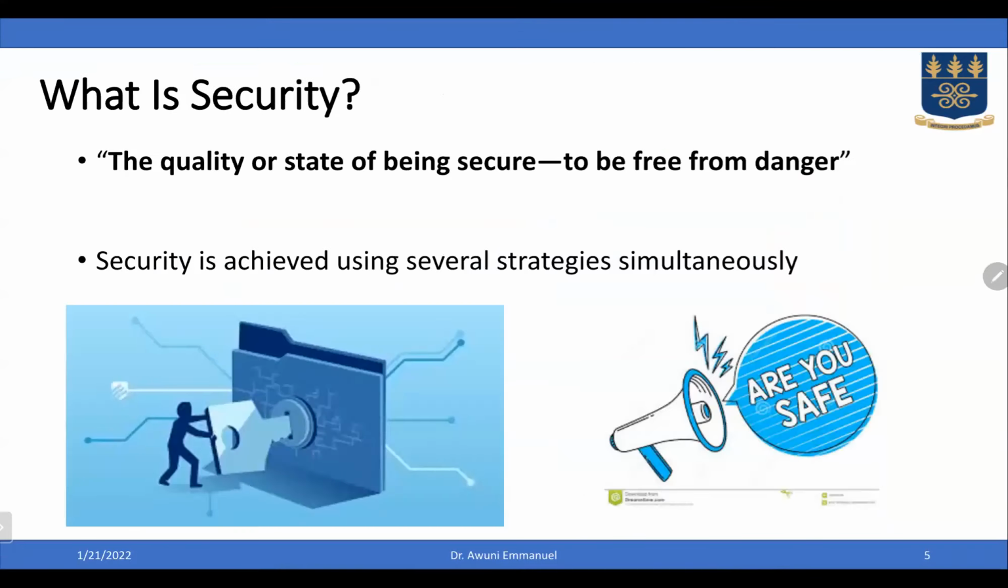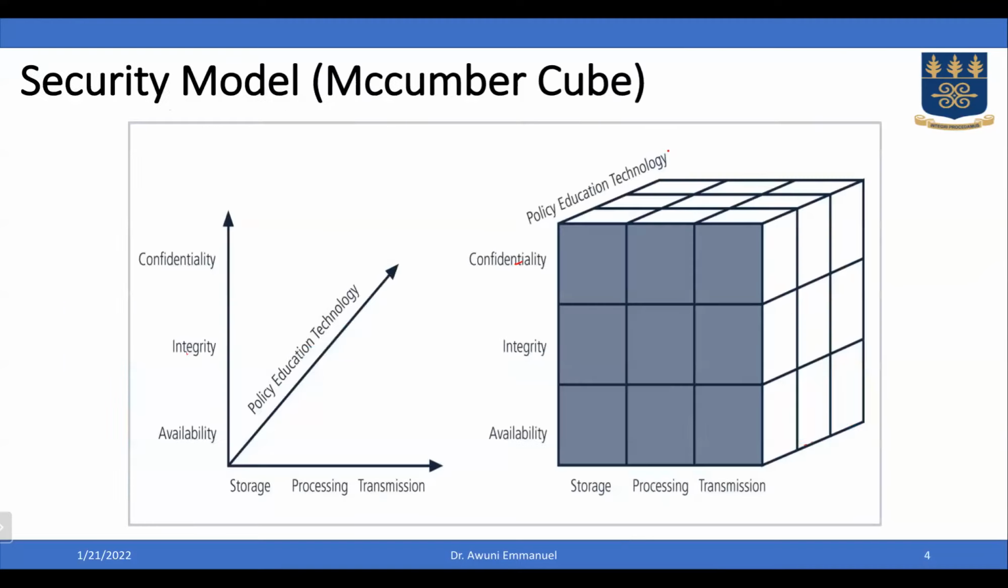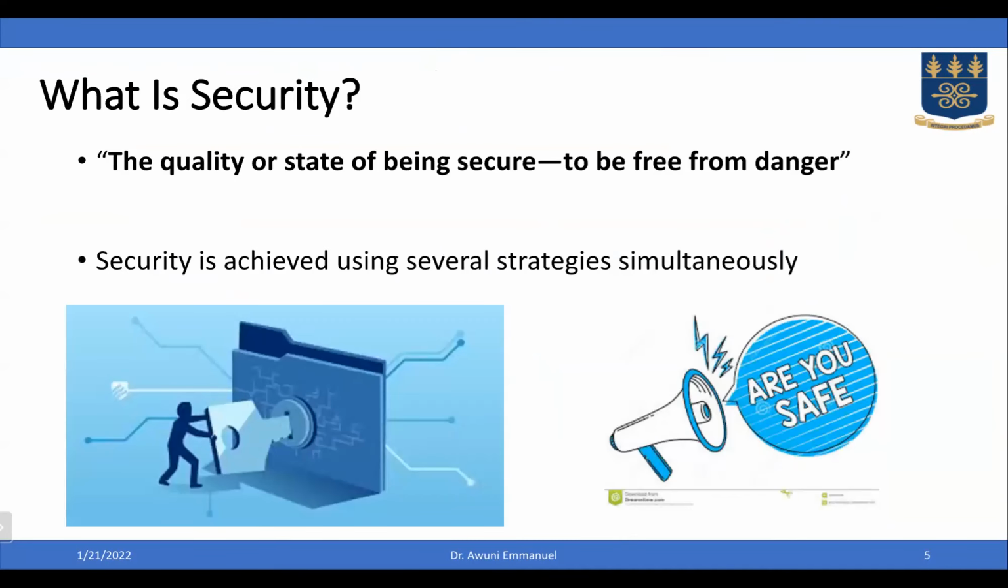Of course, I'll talk a bit more about the cube as we move on. Now, with all I have explained, what then is security? Security is the quality or state of being secure, to be free from danger. Security is achieved using several strategies simultaneously. As we move on, we shall look at some of the strategies that can be used to ensure that our information assets are secured.